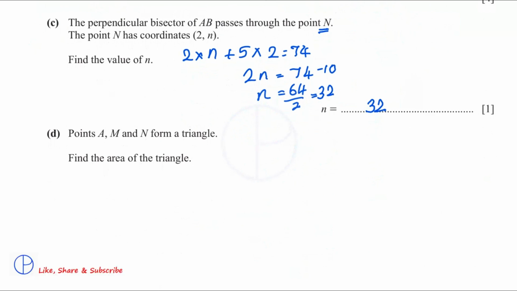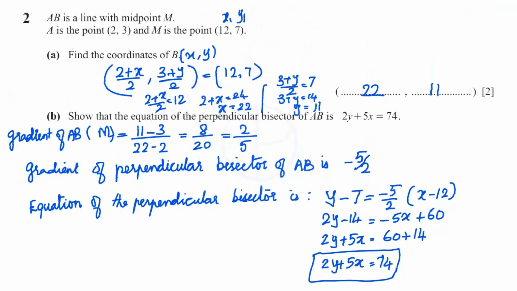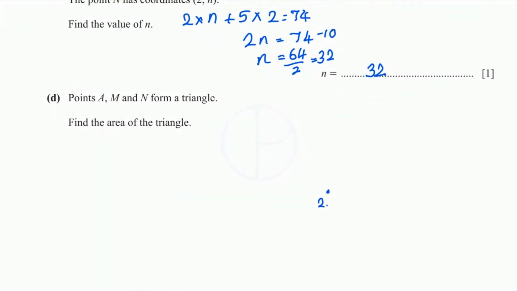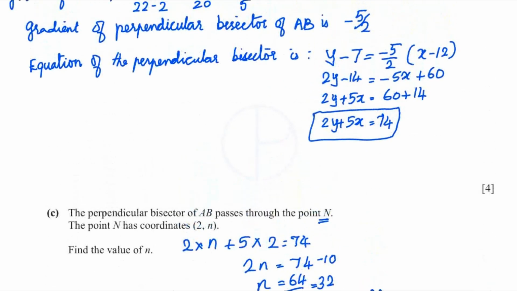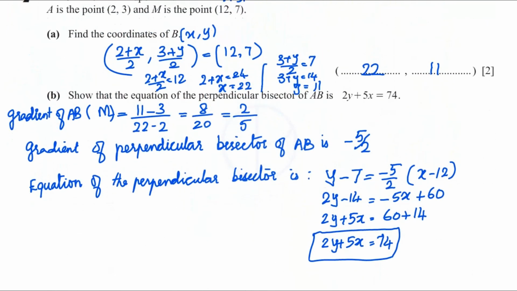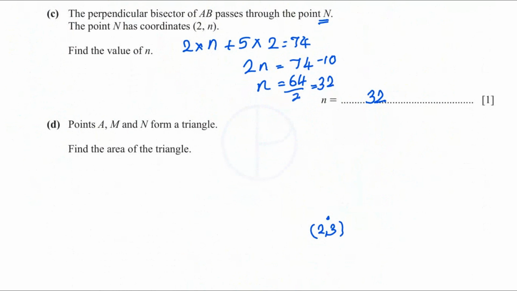Next, points A, M and N form a triangle. Find the area of the triangle. So the coordinate of A is (2, 3), and M is (12, 7), and N is (2, 32). So this is (2, 32).